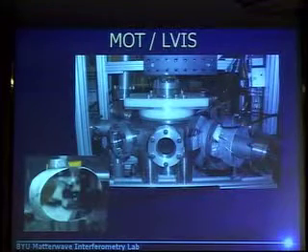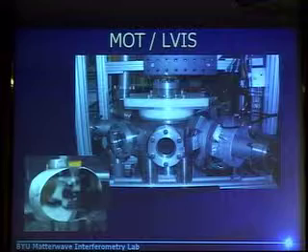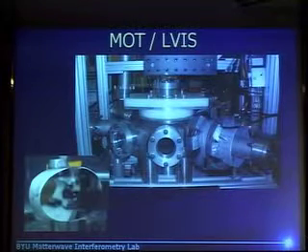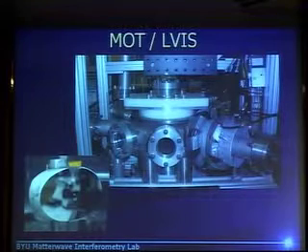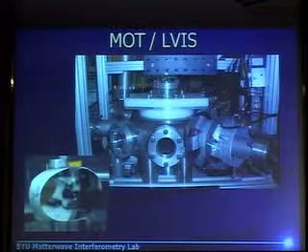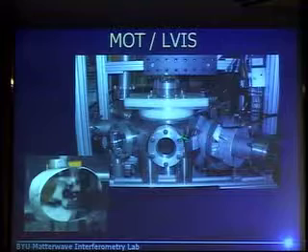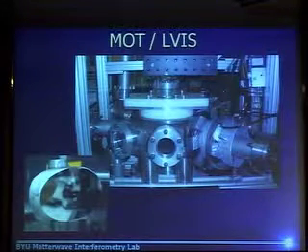This is the oven where we heat the strontium up. These coils, inside here are the magnets for our magneto-optical trap, and these coils right here tweak the magnetic field just a little bit so that we can slow the atoms as they enter the magneto-optical trap.